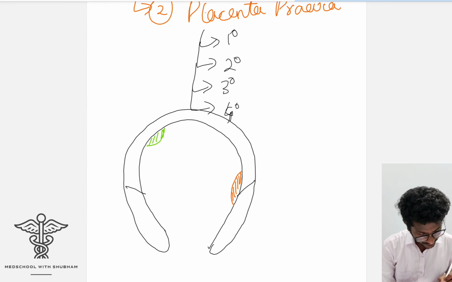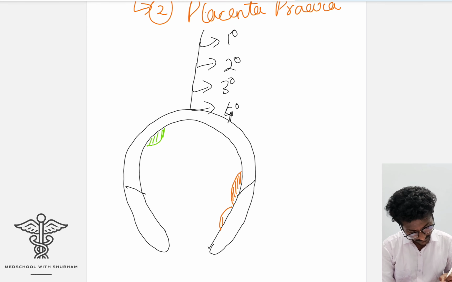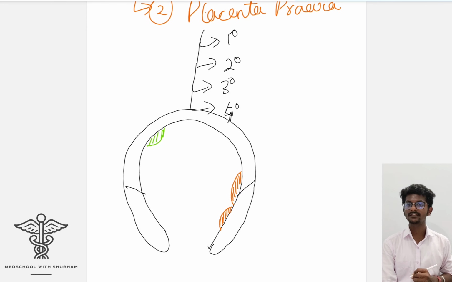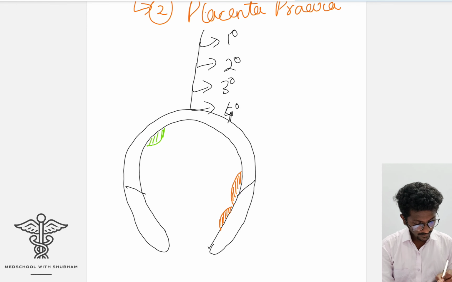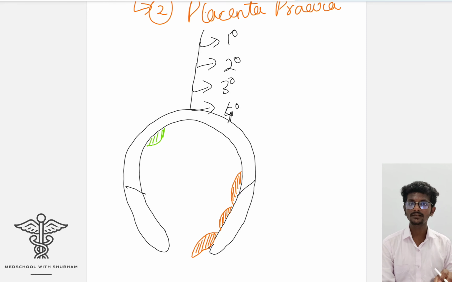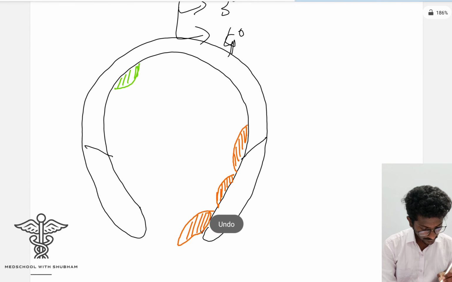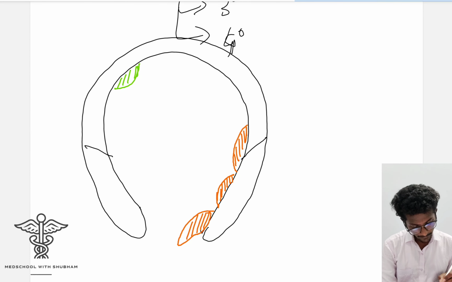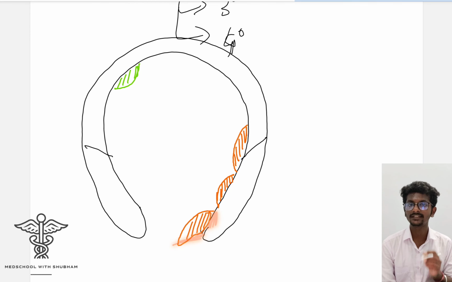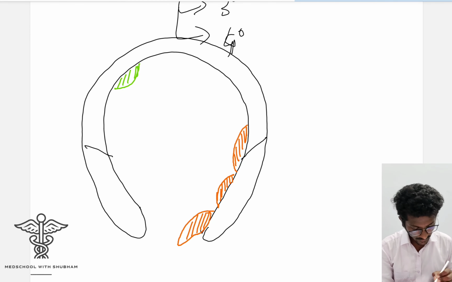Next, if the placenta is formed entirely in the lower uterine segment, it is called 2 degree placenta praevia. Third, if the placenta is formed between the internal os and the lower part of the lower uterine segment, this is the internal os, that is the opening of the uterus. So if it is formed partly in the lower uterine segment and partly it covers the internal os, then it is 3 degree placenta praevia.